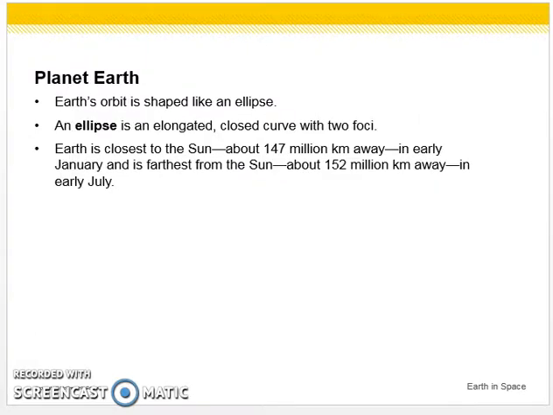Earth's orbit is shaped like an ellipse. An ellipse is an elongated, closed curve with two foci. Earth is closest to the sun, about 147 million kilometers away in early January, and is farthest from the sun, about 152 million kilometers away in early July.